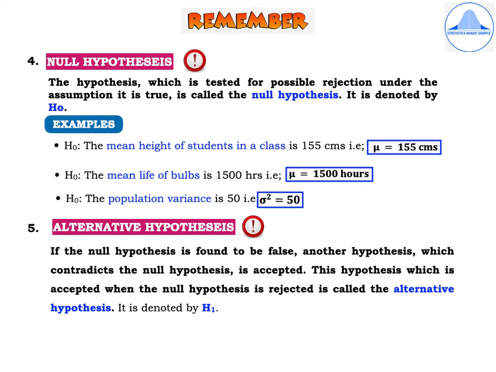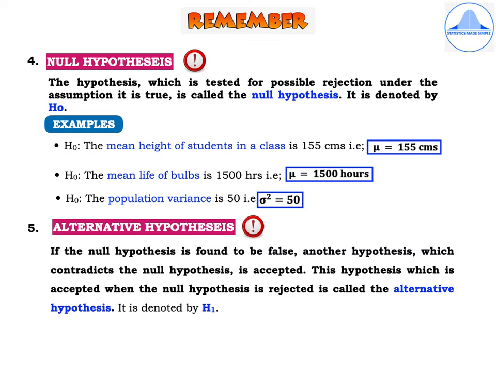Now, what is an alternative hypothesis? Whenever the null hypothesis is found to be false, another hypothesis which contradicts the null hypothesis is accepted. This hypothesis, which is accepted when the null hypothesis is rejected, is called the alternative hypothesis, and it is denoted by H1. So, remember that for a given problem, we will always have H0 and H1.